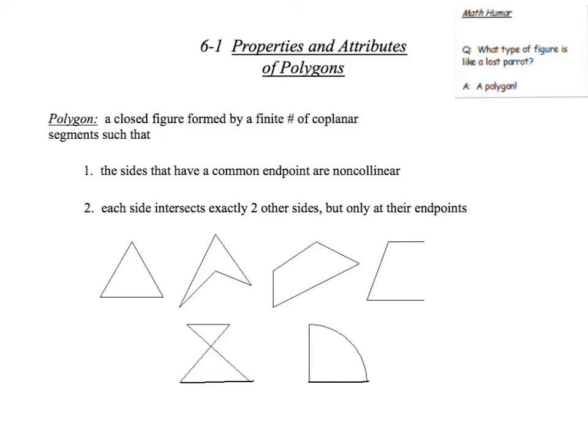All right, here we go with Chapter 6, all about polygons. 6.1, we're going to talk about the properties and attributes of polygons.